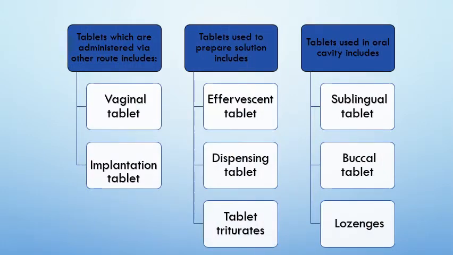Tablets can also be divided on the basis of the route by which they are administered. These include vaginal tablets and implantation tablets. Next category is tablets used to prepare solution. These include effervescent tablet, dispensing tablet, tablet triturate. Next is tablet used in oral cavity, which includes sublingual tablets, buccal tablets, and lozenges.